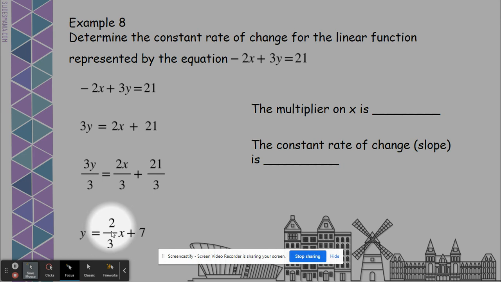Here I have 2 over 3 times x. And here 21 divided by 3 is 7. Well, now it's in y equals mx plus b form. That m multiplier on x is the slope, also known as the constant rate of change. That's 2/3. The constant rate of change for this particular equation is 2/3.